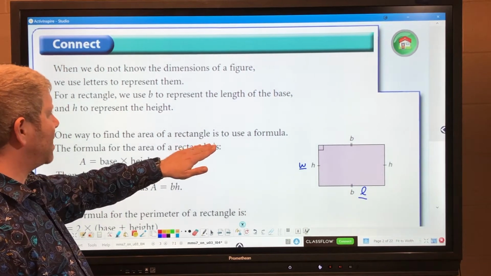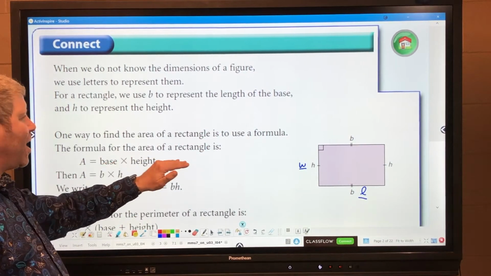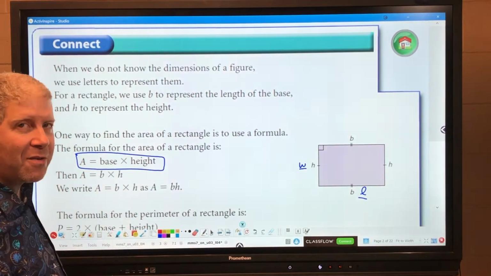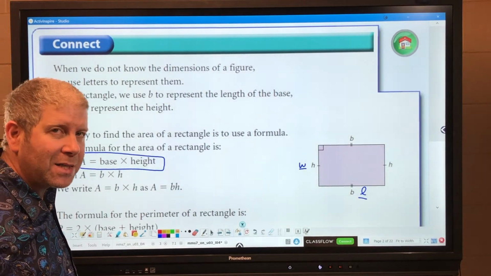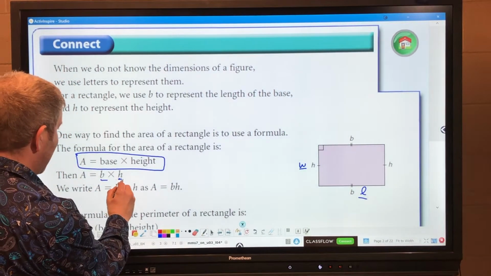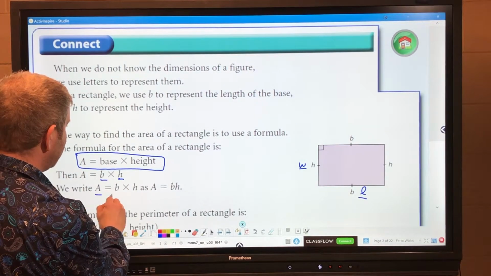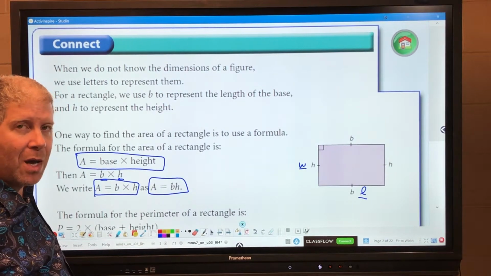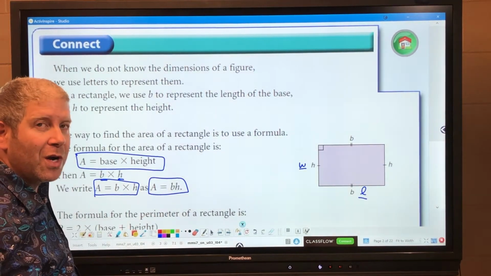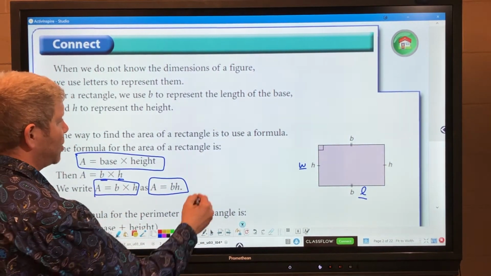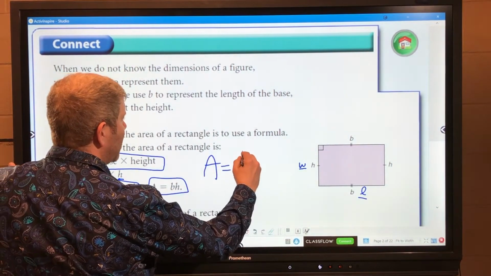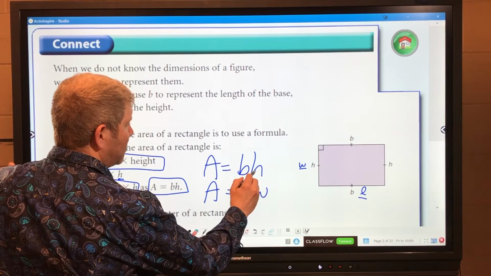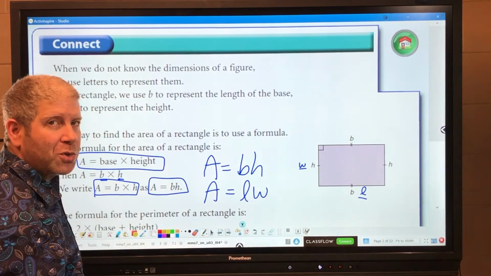One way to find the area of a rectangle is to use a formula. The formula for the area of a rectangle is area equals base times height. Now instead of writing the word base and instead of writing the word height, we instead use these variables B and H. We write A equals B times H, and we simplify that even further and get rid of the multiplication sign, because when we have two variables beside each other, we know that there is a silent multiplication sign. So we end up with area equals BH or area equals LW. Base times height and length times width, both of those are the same.